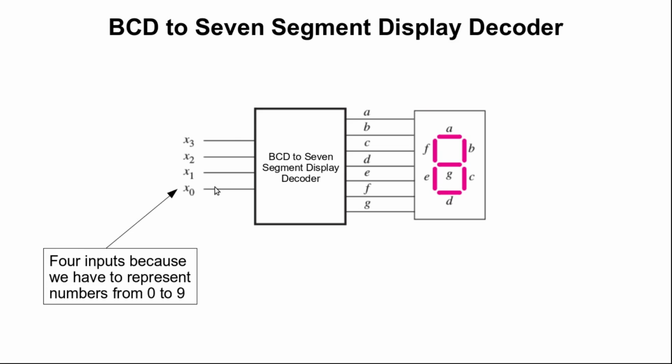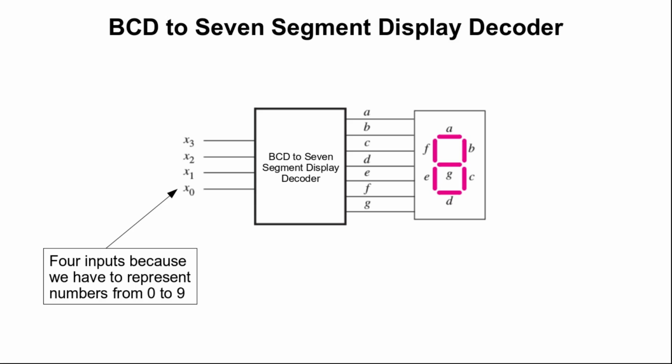So as you can see, we have 4 inputs to this logic circuit. We are using 4 bits because since we are representing decimal digits from 0 up to 9, we cannot represent these 10 different digits using only 3 bits. We will need at least 4 bits to represent the inputs.